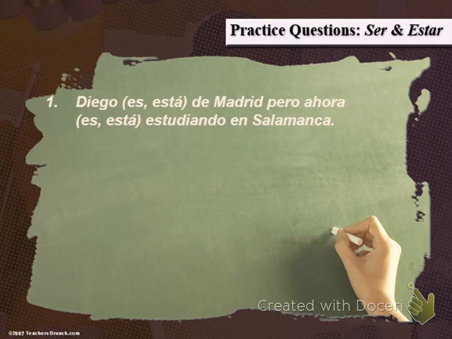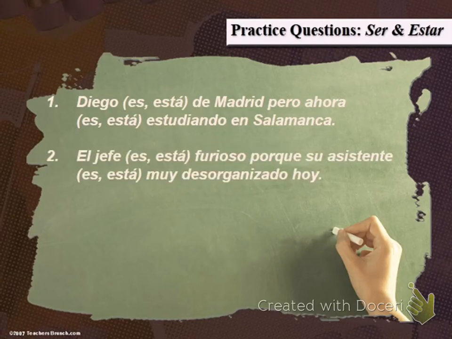All right, let's try some in Spanish this way. Diego is from Madrid, but is studying in Salamanca. If he is from somewhere, it would be es, because that's origin. If he is studying, that should be a clue for what? Because it's present progressive, what we just did from the last chapter. He is from a place, that's origin, so that's ser. But he's studying, which would be present progressive, which is estar, which is usually a temporary thing.